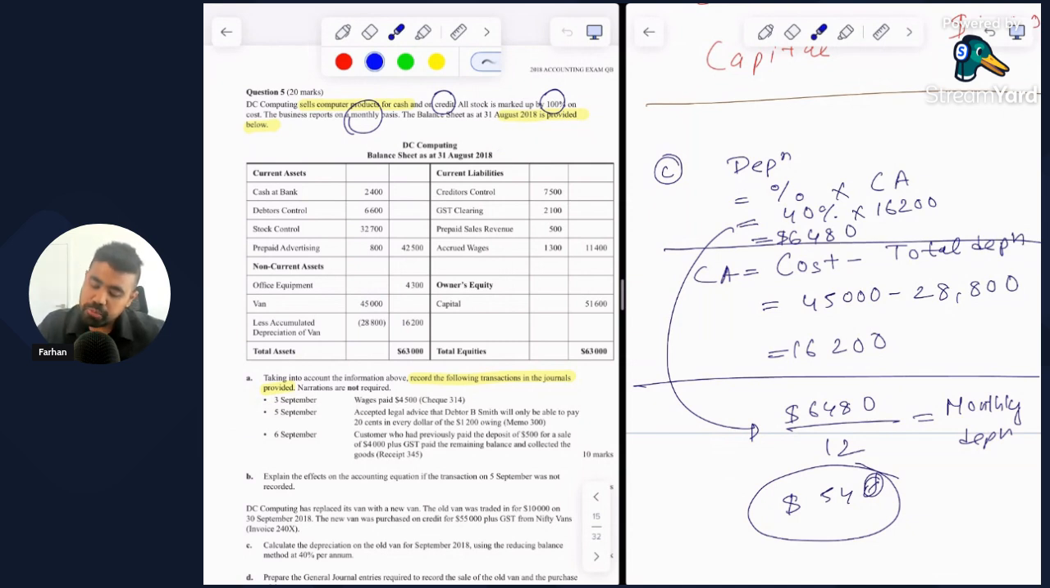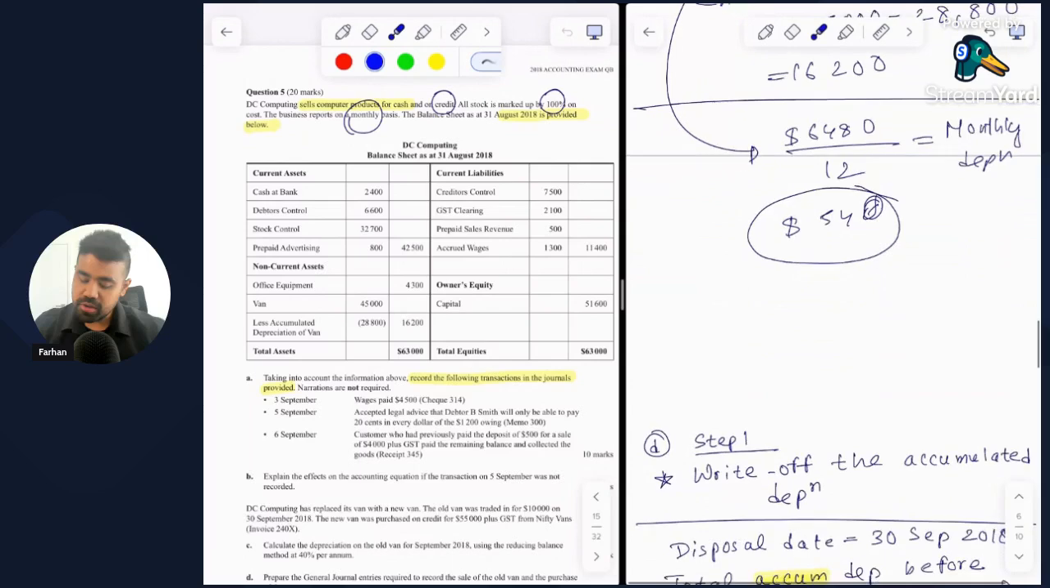So if the total depreciation for one entire year is $6,480, that means on a monthly basis, this is $6,480 divided by 12, which is $540, all right? So this is the depreciation expense or the depreciation of the van for the month of September, okay? And that is $540. Now, so when you're ready, let's move to part D.